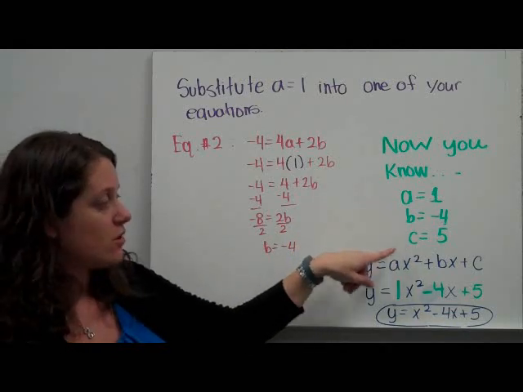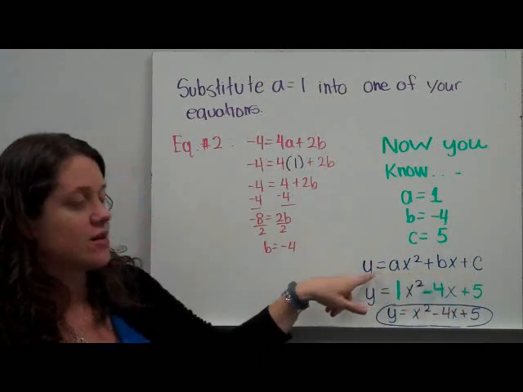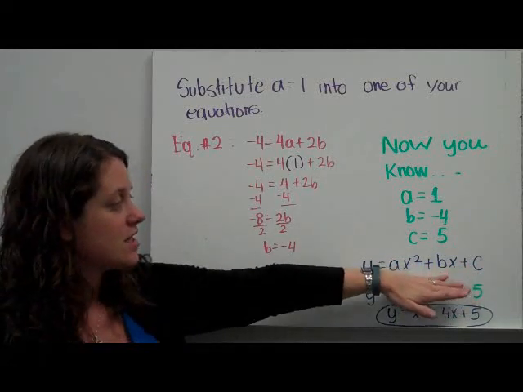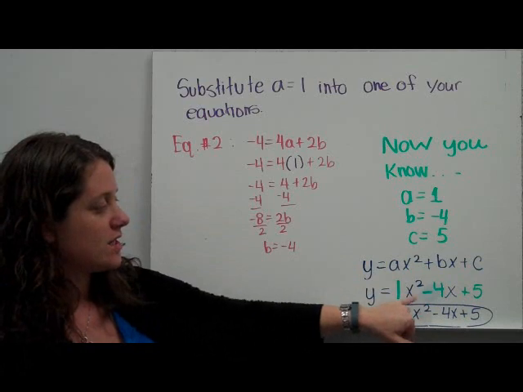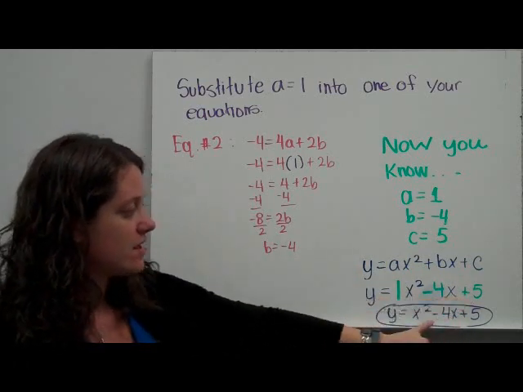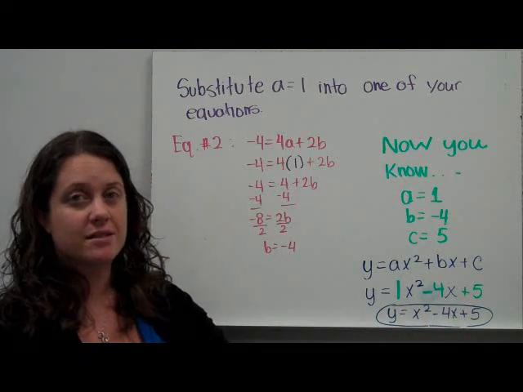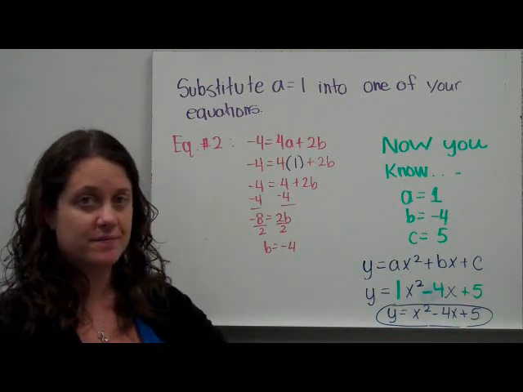So all I'm going to do is plug it into the quadratic equation. Okay, so the quadratic equation looks like this. So I plug it in, 1, negative 4, and 5, and it ends up looking like x squared minus 4x plus 5, and that's my equation.